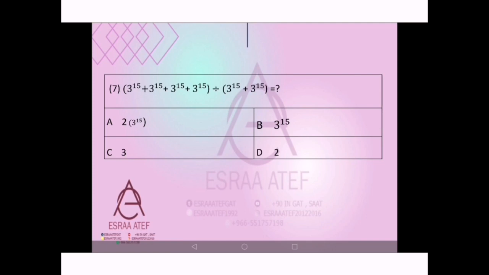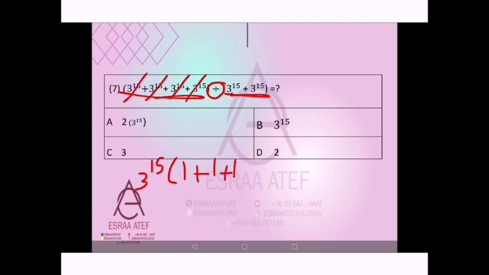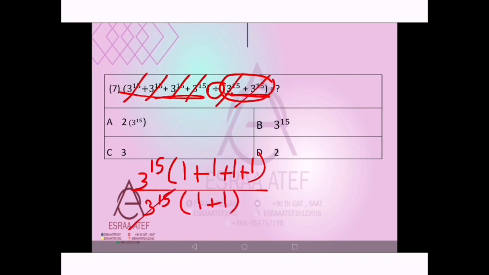Next one here, he said 3 to the power of 15, four of them, divided by 3 to the power of 15 plus 3 to the power of 15. We can take a common factor from the first one, so it means that here it is 1 plus 1 plus 1 plus 1. Dividing by the same, we take 3 to the power of 15 from them, so we have 1 plus 1. This one goes with this one, so we have 4 over 2, which means the answer is 2.